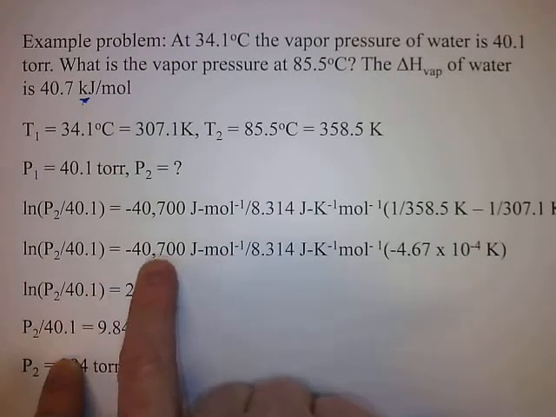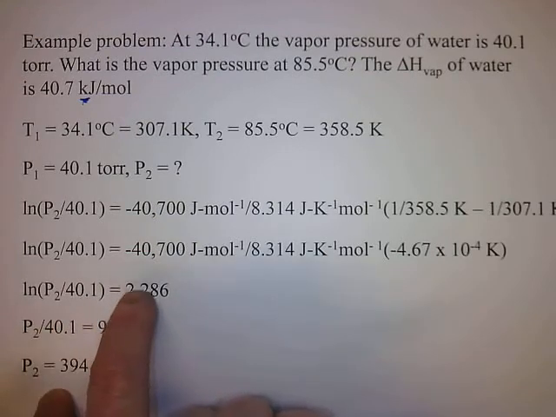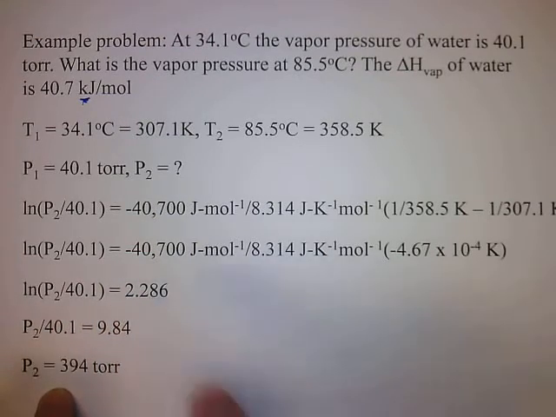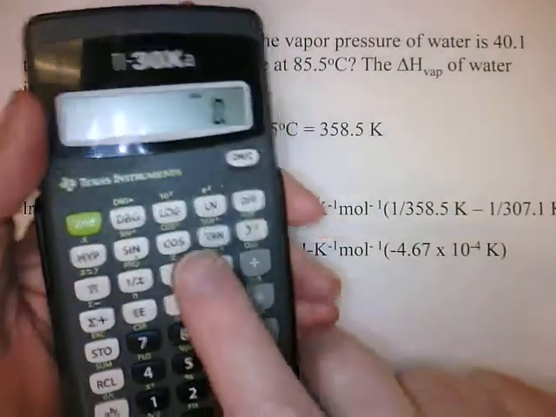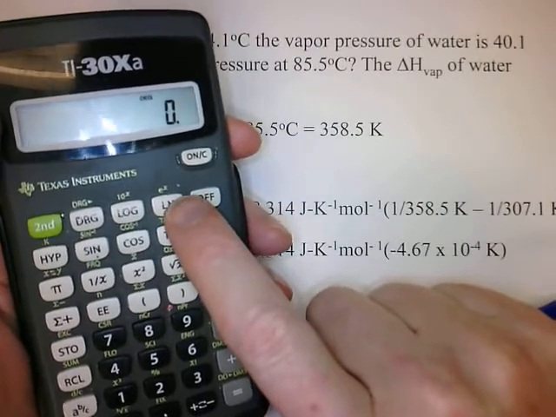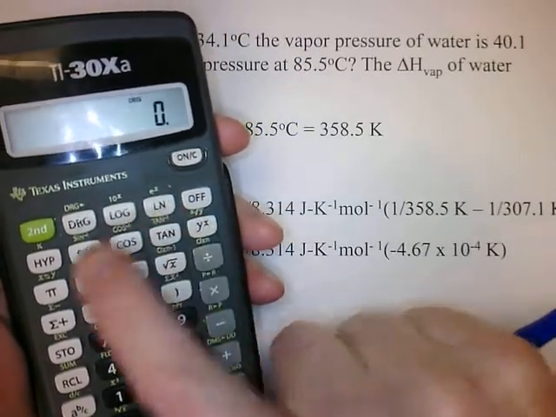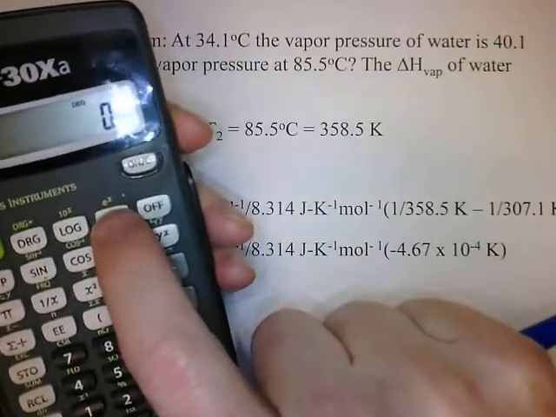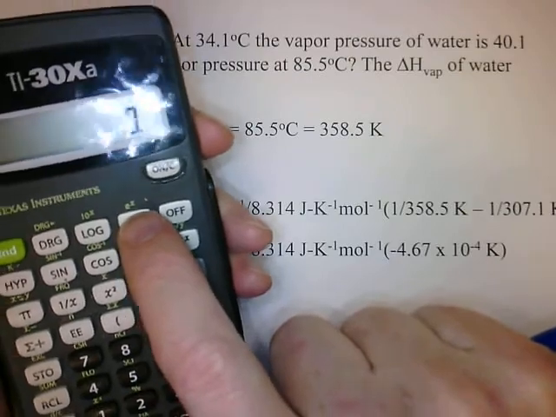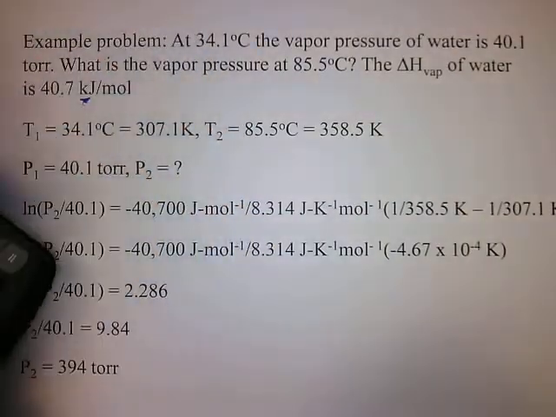Okay, so really then what we can say is P2 over 40.1 is equal to the inverse natural log of 2.286. So how do we do this on your calculator? Now your calculator is likely going to be different, but you see here's your natural log function, and then there's a second function for the natural log that's basically e to the x. Taking the inverse natural log is the same thing as taking e to the x.